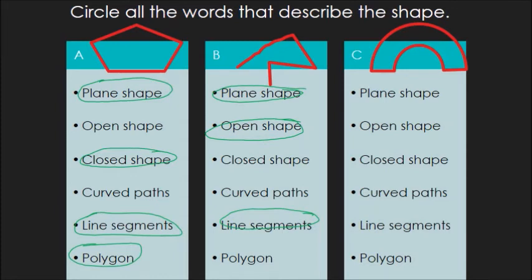Look at figure C. Is it a plane shape? Yes. Is it an open or a closed shape? It's a closed shape. Does it have any curved path? Yes. Is it made up of line segments? Yes. Is it a polygon? No. Any shape that has a curvy path is not a polygon.